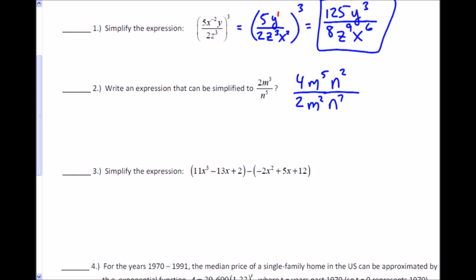And again, there are multiple solutions to this one. This is just one example. You could use multiplication, working backwards. When you multiply, you have to add the exponents. Divide, you subtract the exponents, that kind of thing. As long as it simplifies to the original problem. Okay?